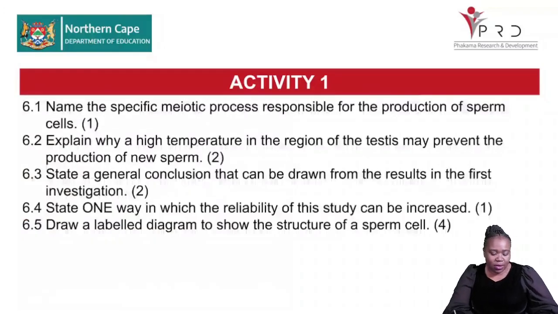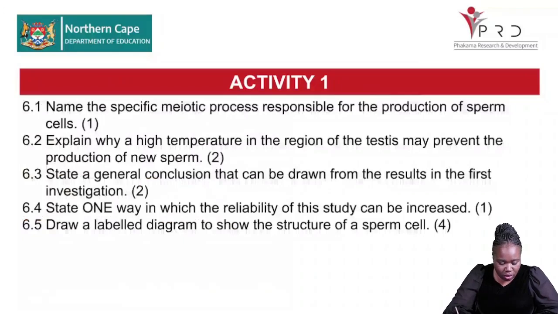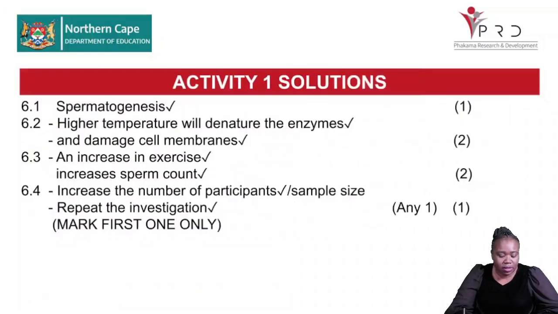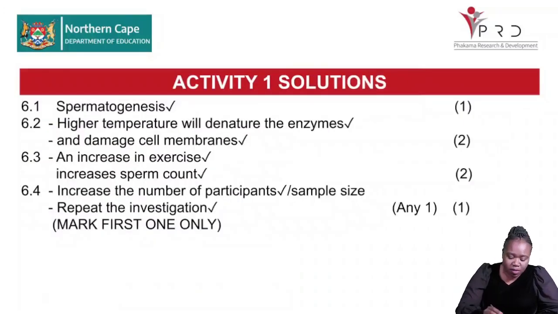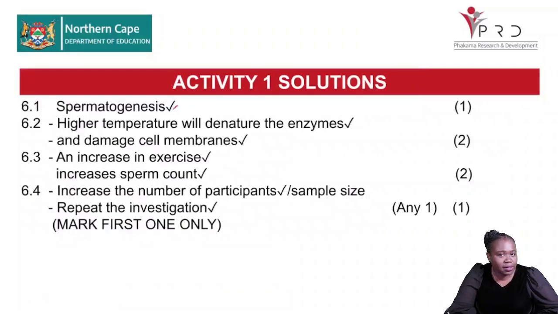All right, now let's have a look at the first question here. It says 6.1: name the specific meiotic process responsible for the production of sperm cells. So we know that the meiotic process that is responsible for the production of sperm cells is spermatogenesis.